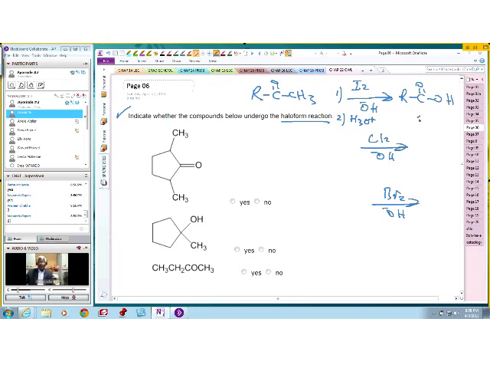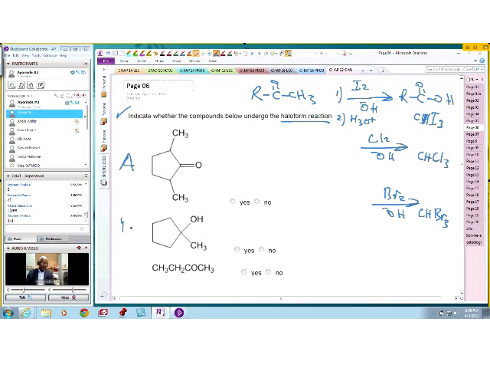The same thing will happen here. Here you form iodoform. Here you form chloroform, and here you form bromoform. Now, which one of these will undergo the haloform reaction?